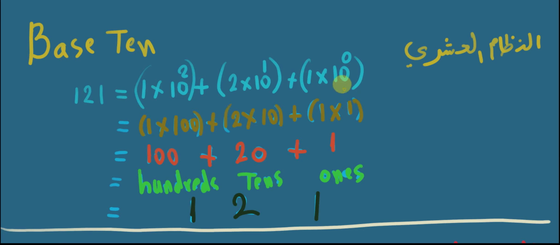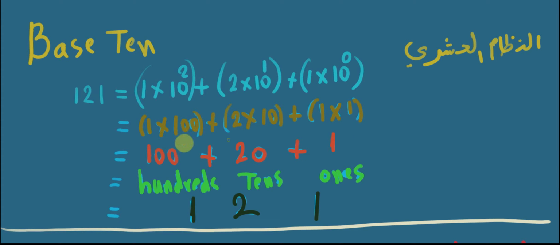1, 10 raised to 0 is equal to 1. So another way of writing this is 1 times 1, because 10 raised to 0 is 1. Plus 2 times 10, since 10 raised to the first power is 10, it stays the same. Any number you raise to the first power stays the same. This becomes 2 times 10, which is 20. Plus 10 squared is 100 times 1, because I have 1 here in the third place. So 1 times 100 is 100.